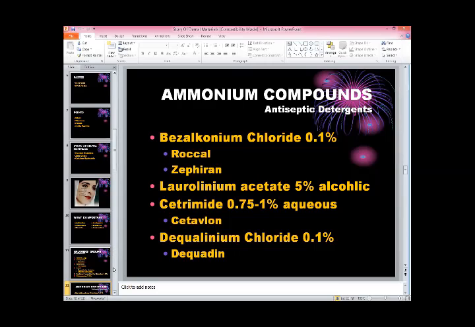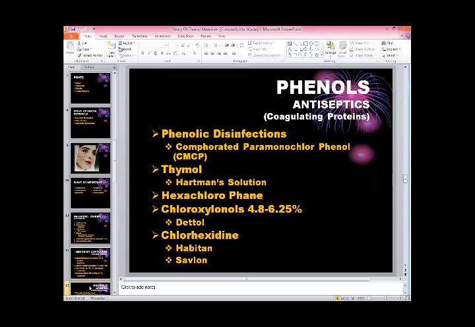Then another group of antiseptics, we know this, is the phenol group. You know, we are familiar with this. These are the antiseptics. They coagulate the bacteria. You know, previously I was talking that they are detergents. The ammonium compounds are the detergents. They wipe off that particular thing.